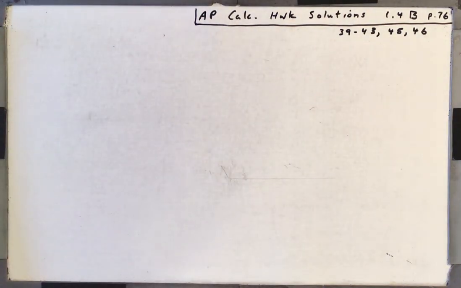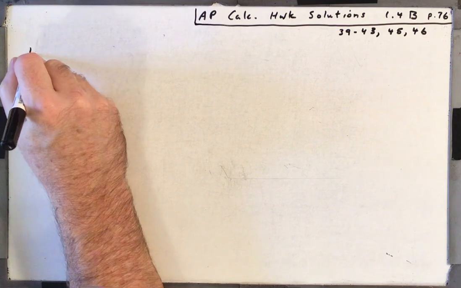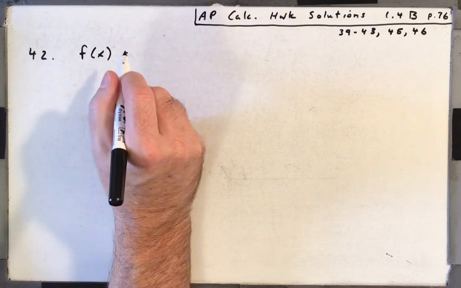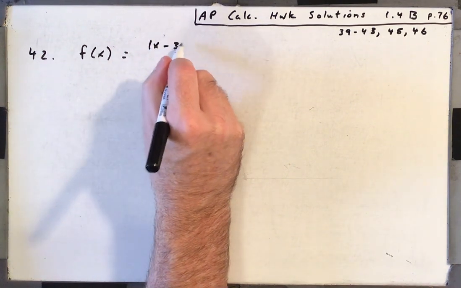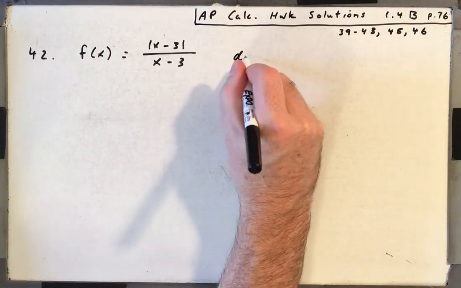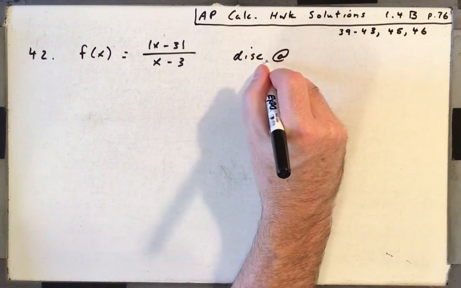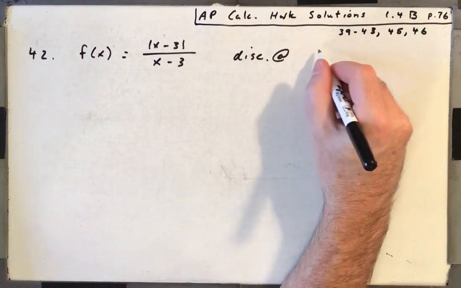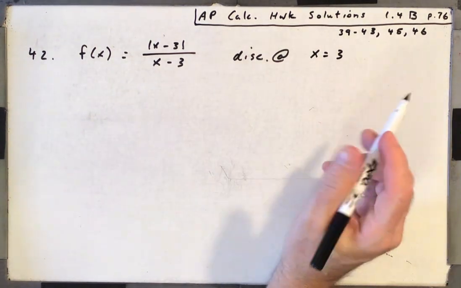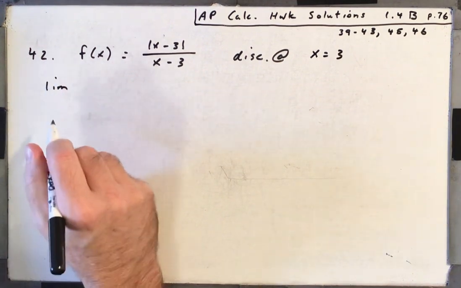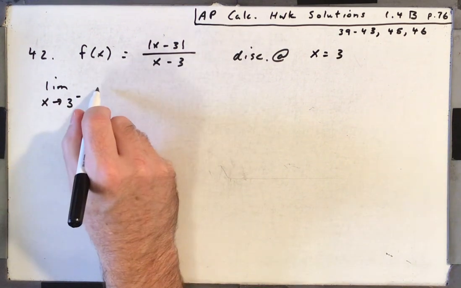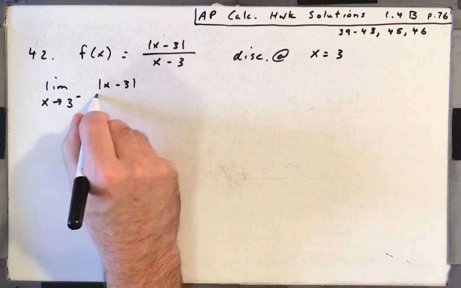42 is basically the exact same problem. We have the absolute value of x minus 3 over x minus 3. Okay, so if we have a discontinuity, it's going to be at what number? x equals 3. We need to take the limit from the left and from the right and see if the limits are equal. So x approaches 3 from the left of the absolute value of x minus 3 over x minus 3.